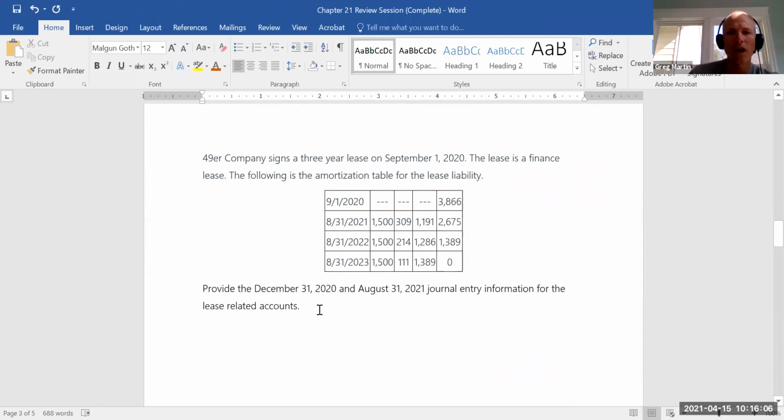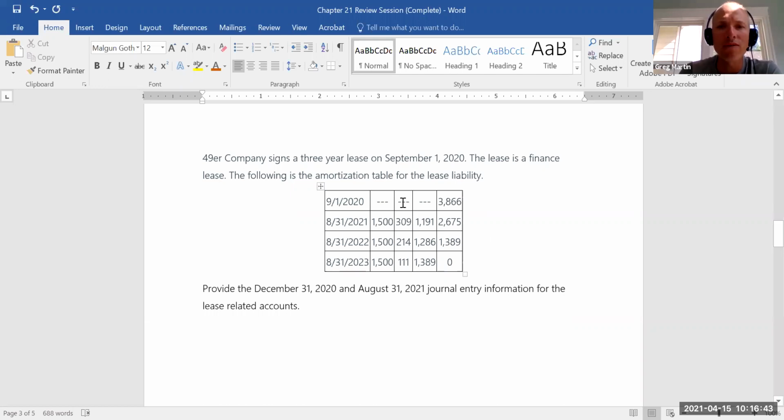All right. So this is kind of similar to what the test would be like. If we wanted to have you do journal entries, I'm going to give you the amortization table. One thing to clarify: if it is a finance lease, the only table is the amortization of the lease liability. That's this table right here. The amortization of the right of use asset, if you recall, we use the straight line method, and I'll talk about how we calculate that.